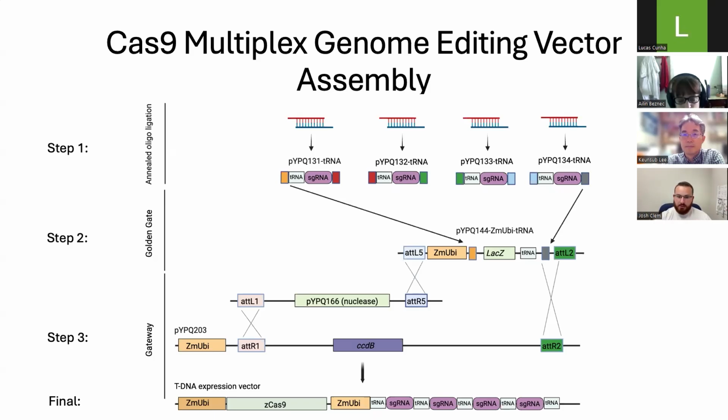However, I've used it and our lab uses it quite a lot. The hammerhead HDV strategy results in very precise and efficient processing of individual CRISPR RNAs.